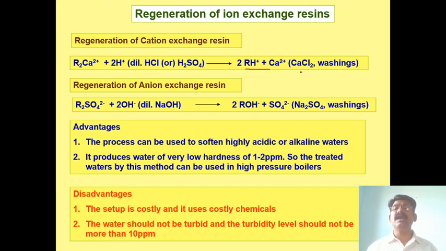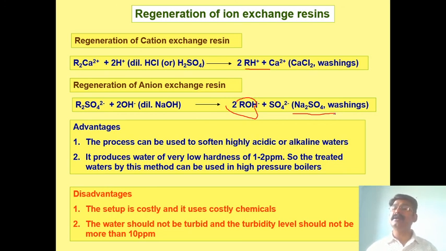This is the one reaction, and we have to wash the resin, so calcium chloride is removed. And here, for regeneration of the anion exchange resin, when it reacts with sodium hydroxide, the OH in the sodium hydroxide reacts with the resin to form ROH. This is the anion exchange resin. And the sulfate reacts with the sodium to form sodium sulfate, and it is removed by washing with pure water. So these are the regenerations.